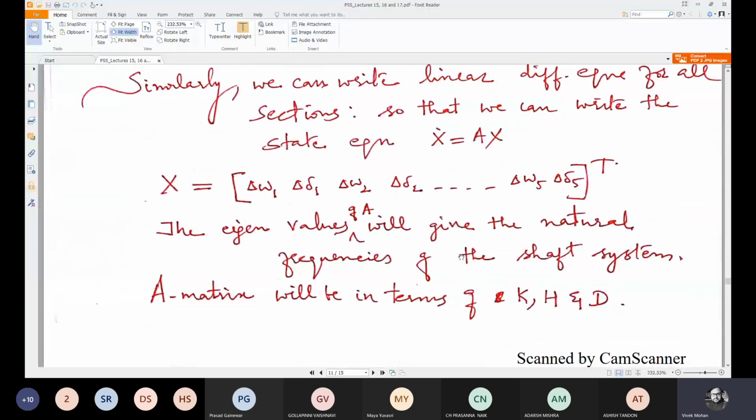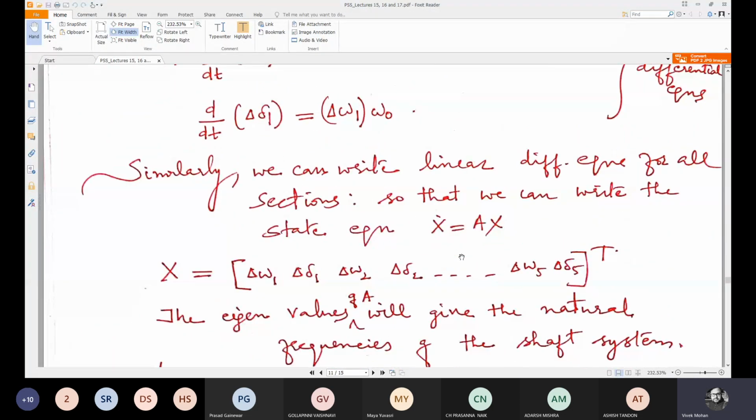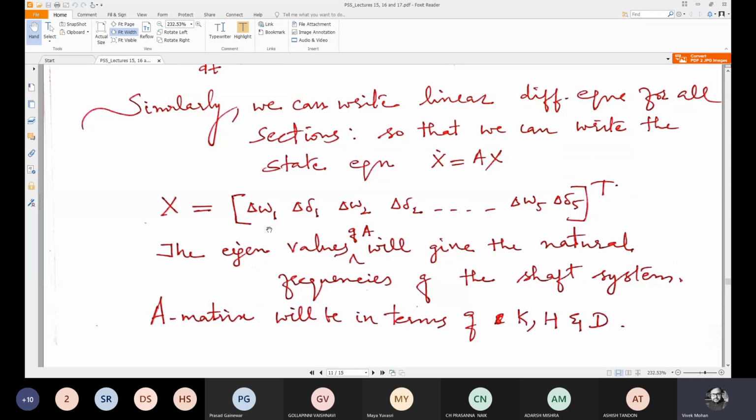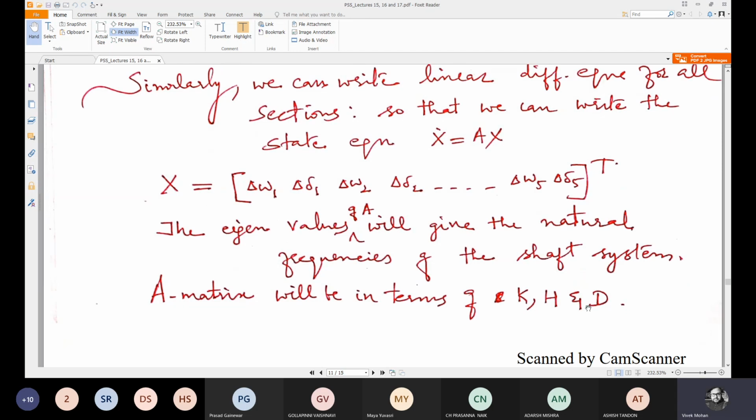So we can find the state model of the system in terms of x dot equals Ax, where x is a 10-dimensional vector. Delta omega 1, delta delta 1, delta omega 2, delta delta 2, and so on up to delta omega 5, delta delta 5, whole transpose. This will be the state vector. Now we are trying to find the eigenvalues and eigenvectors of the Jacobian, where the elements of the A matrix will be in terms of stiffness constant K, inertia H, and damping D.